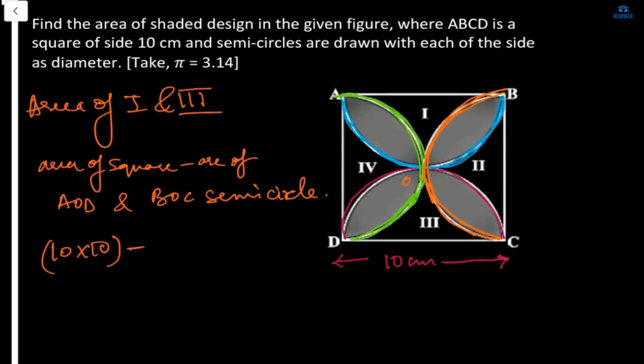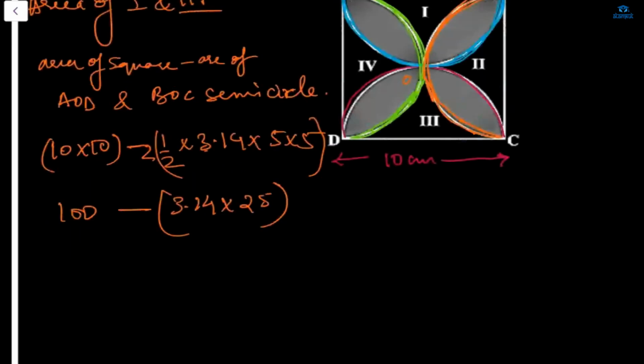Now the area of the square will be 10 centimeter times 10, that is 100, minus the area of the semicircles. Area of the semicircle is what? 1 by 2 pi r square. So pi r square, with r equal to 5. Any doubt here? The semicircle area will also be the same for both of them.